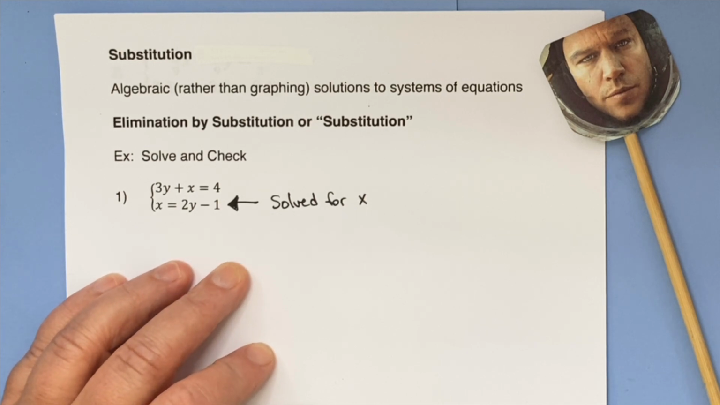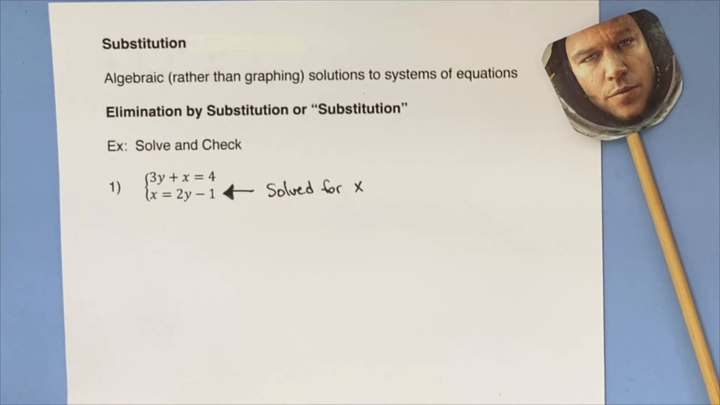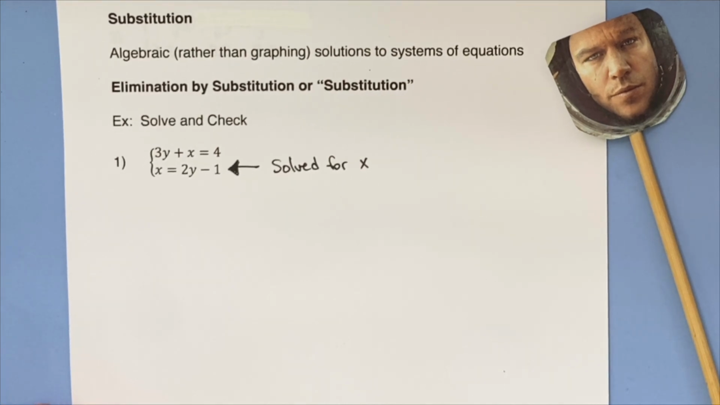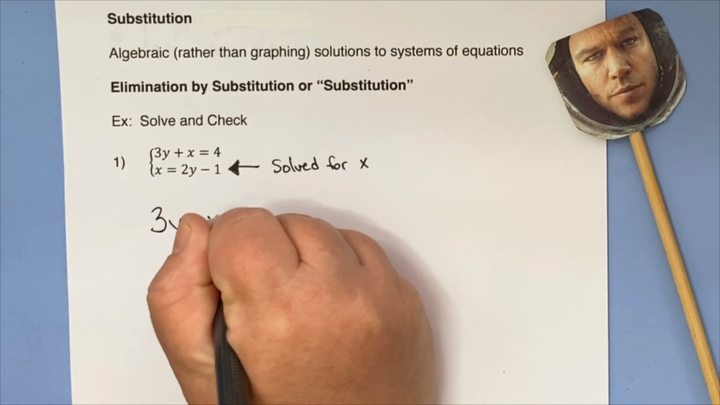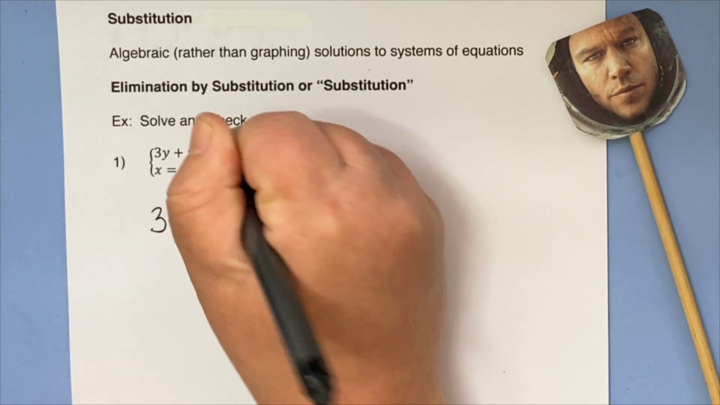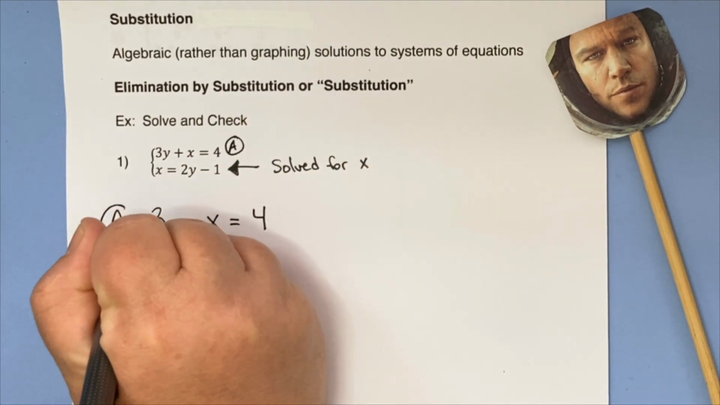So the way substitution is going to work is in one of the equations, you want to solve for one of the variables, x or y. Does not matter which one you choose. And then you take the other equation. So I've got 3y plus x equals 4. And again, I'm going to refer to this as a. So this is our a equation.